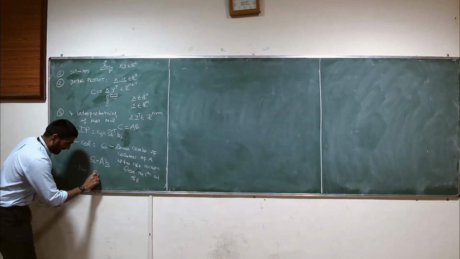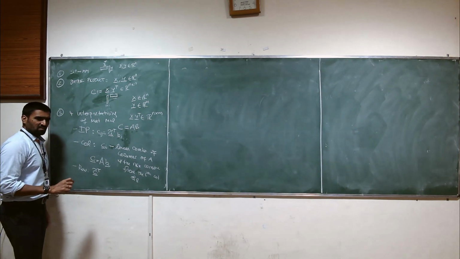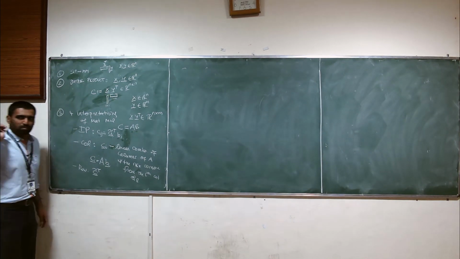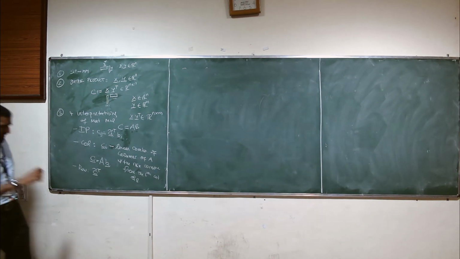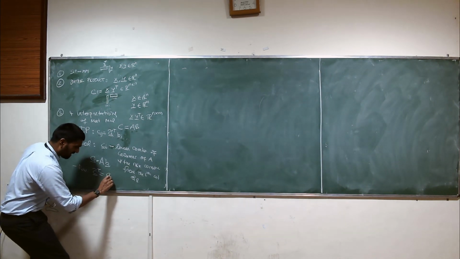Okay. The ith row of C. You'll have to be louder. I don't hear very well. So whatever you say, please be louder. Okay, ith row.